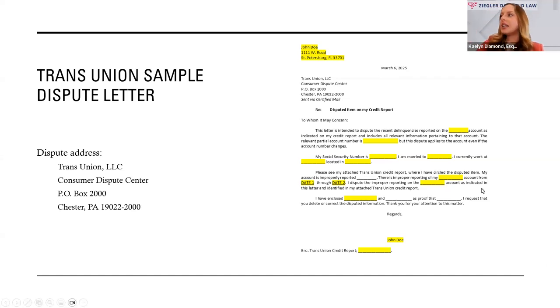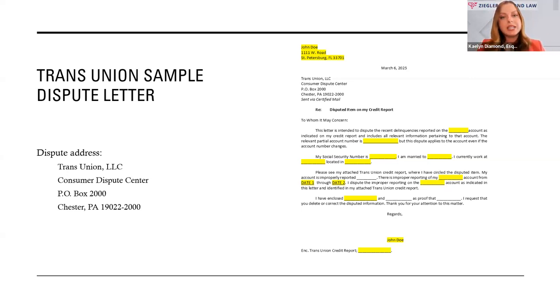The next highlight: this letter is intended to dispute recent delinquencies reported on the blank account. You fill in that blank with the name of the creditor, for example, Capital One, Portfolio Recovery, that's not reporting the information correctly. The next blank has your relevant partial account number.